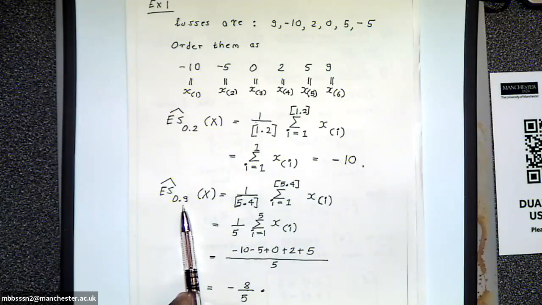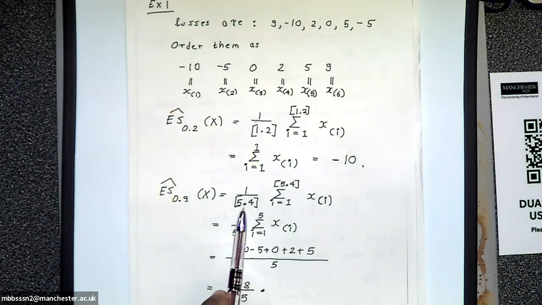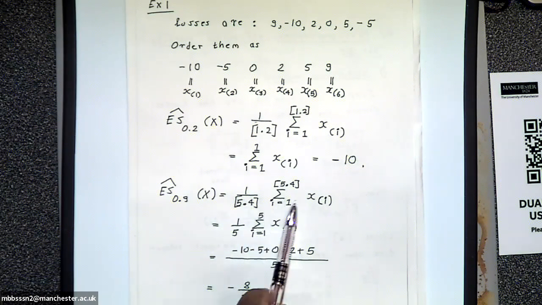So this is the same example with p equal to 0.9. If p is 0.9, then n times 0.9 is 5.4, right? So you have a bracket of 5.4, and i from 1 to the bracket of 5.4, which is 5, right? So you get this answer here, minus 8 divided by 5. So that's the historical method.